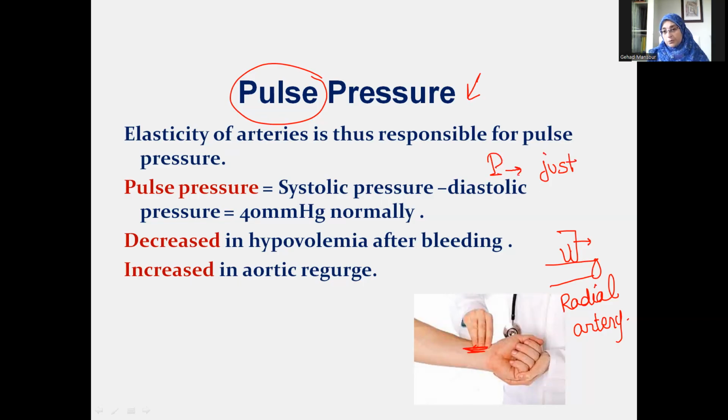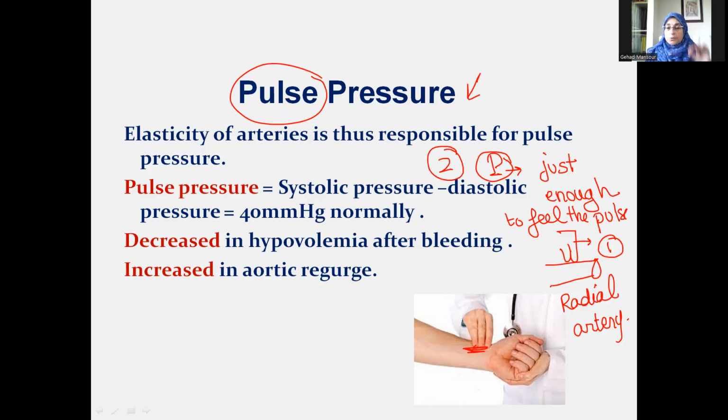So the pressure you apply should be just enough to feel the pulse. Less than this pressure, you will not feel anything. More than this pressure, you will not feel anything either, because you are occluding the artery. So this is the second precaution. The first precaution is about your fingers, the direction of your fingers.